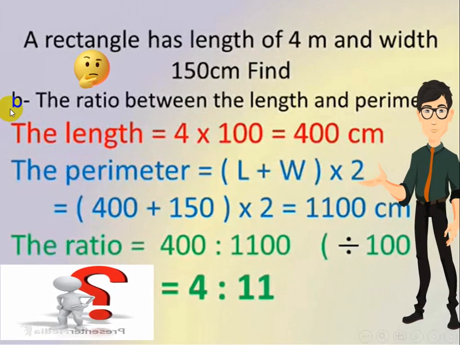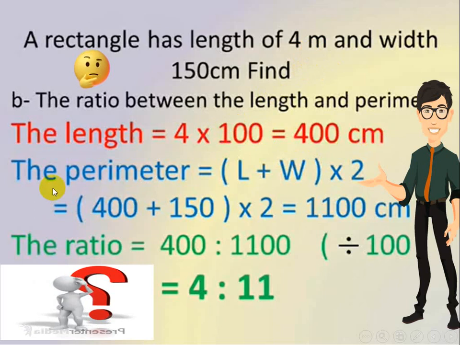Another example. A rectangle has a length of 4 meters and a width of 150 centimeters. Find the ratio between the length of the rectangle and its perimeter. I can't compare between two different units as we know. So I'll convert 4 meters. 4 times 100 equals 400 centimeters.